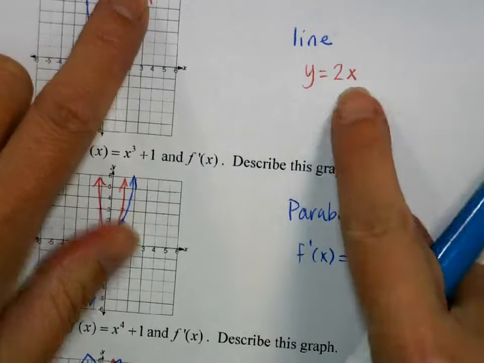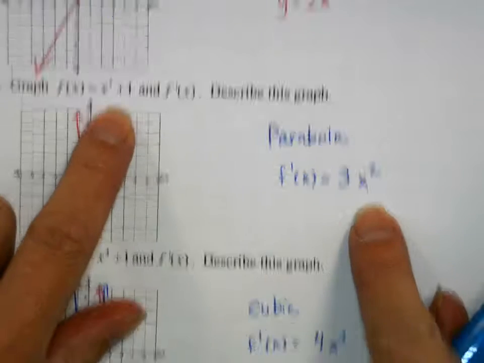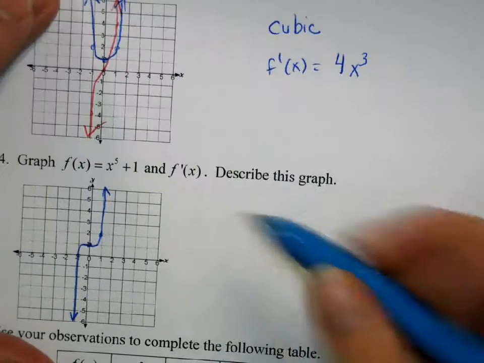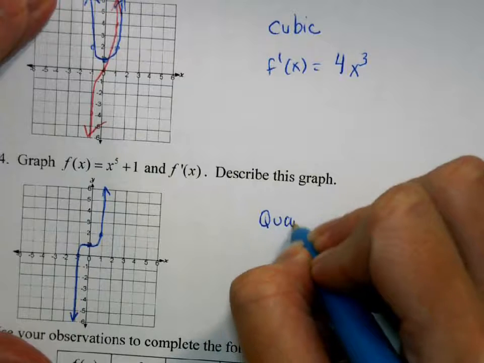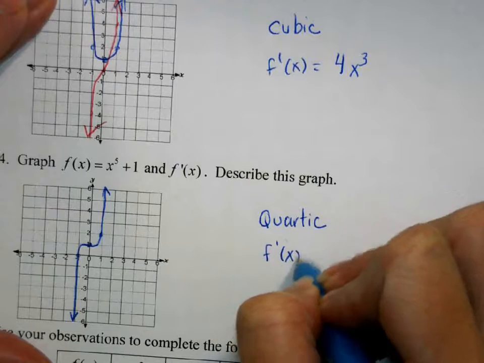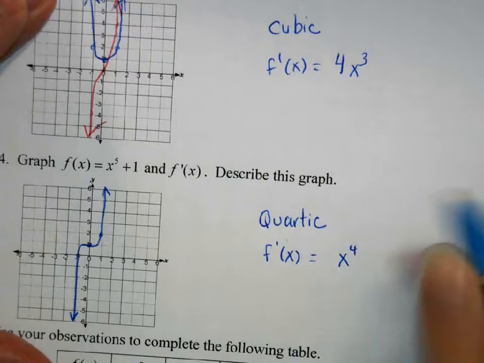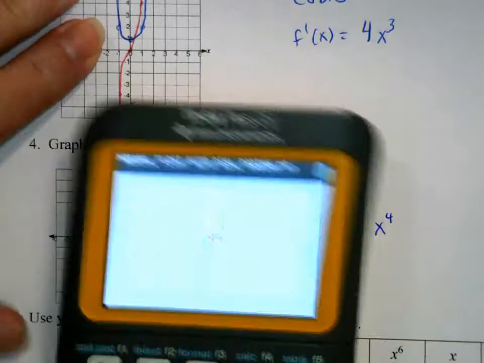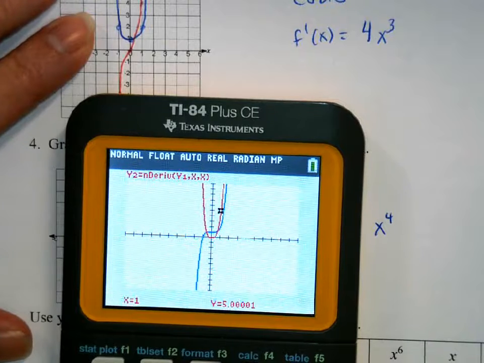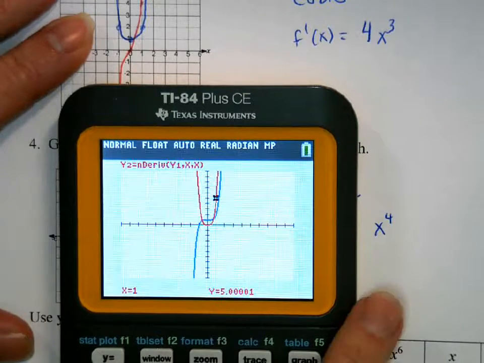Based on the pattern we've already seen, where x squared became 2x, x cubed became 3x squared, x to the fourth became 4x cubed, I'm going to go ahead and say this is going to be a quartic, where f prime of x is going to be something x to the fourth. And if we trace our derivative at 1, we get 5. And you might have been able to predict that.